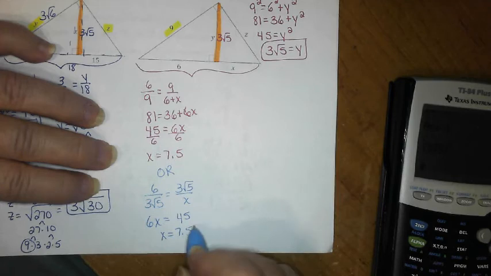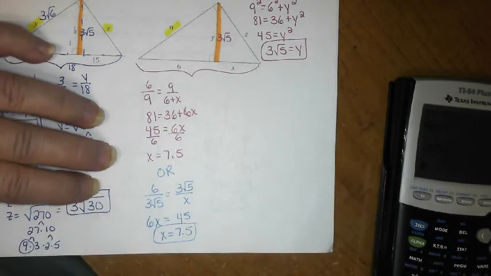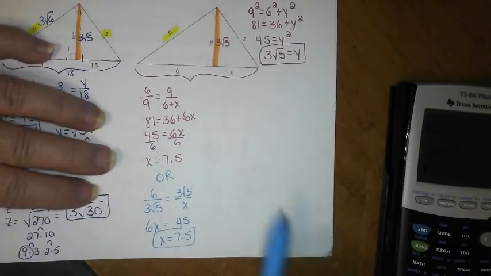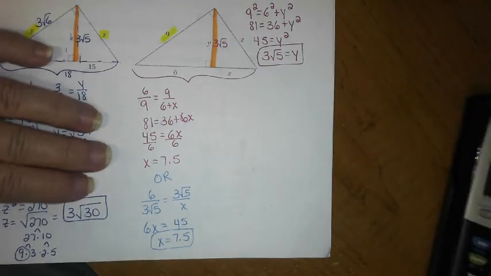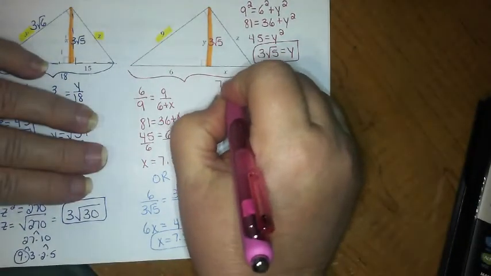So it does give you the exact same answer. You just have to choose which one comes to your mind when you first look at it, and which one seems like the easiest thing to do, because they both work. All right, so x is 7.5.